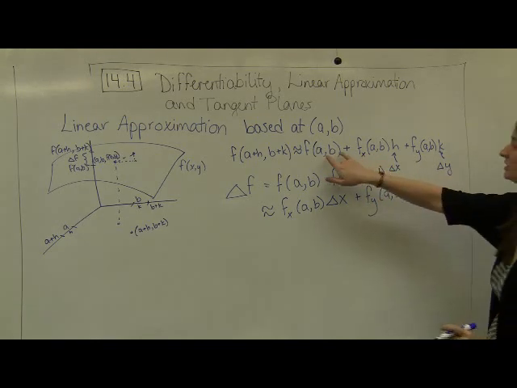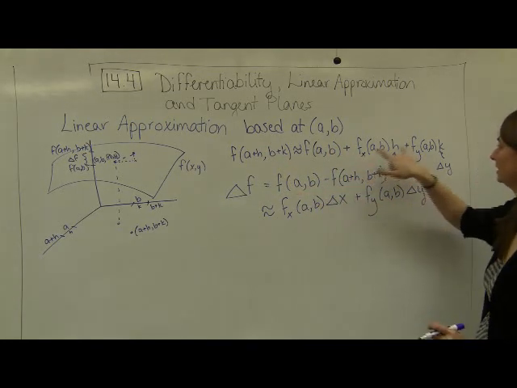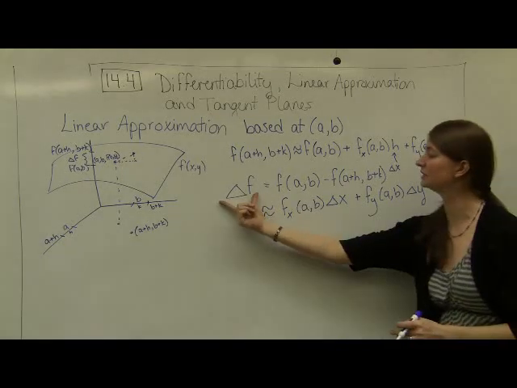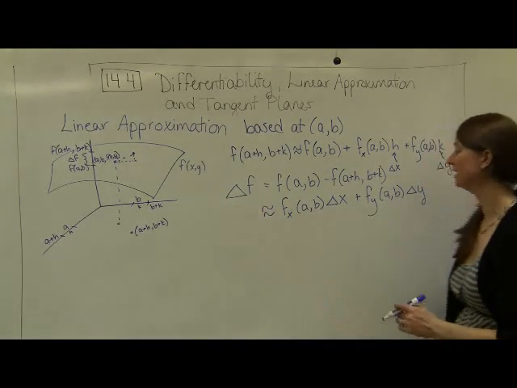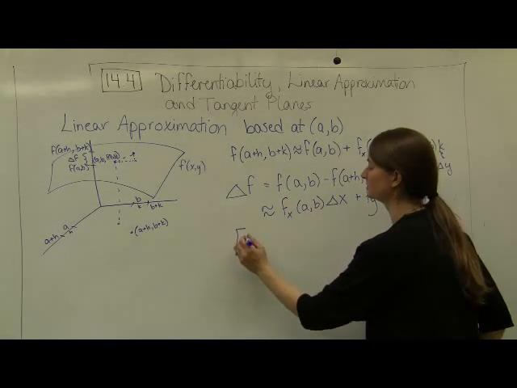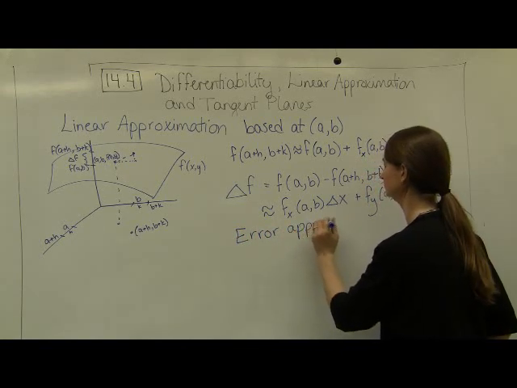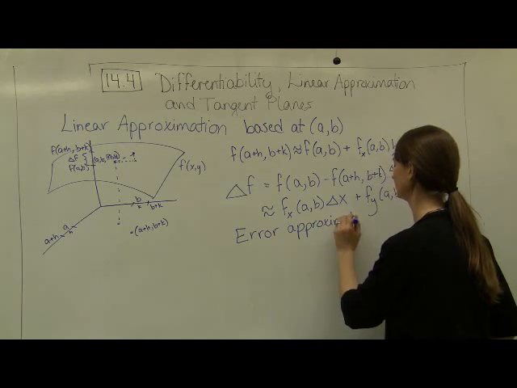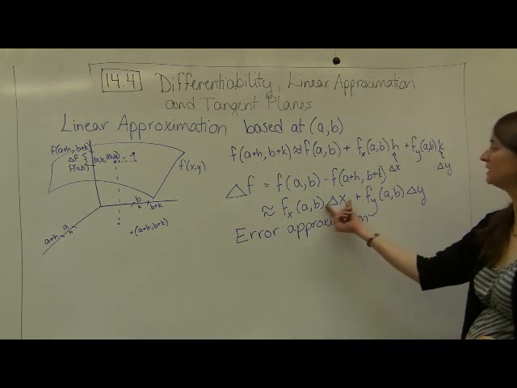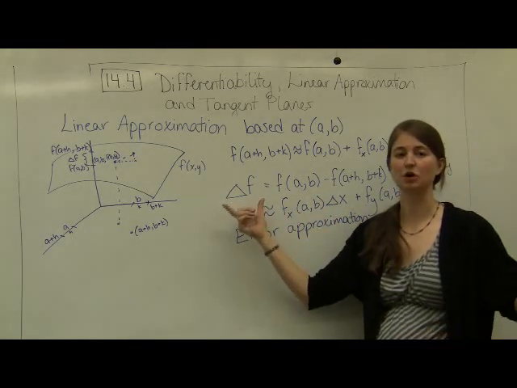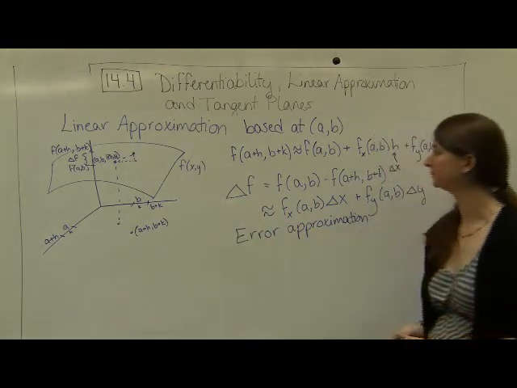And this is exactly just arithmetic, I can move these pieces around with algebra, but it's another way of conceptualizing my change in f, because this is sometimes referred to as my error approximation. Meaning that if I'm off a little bit in the x direction and a little bit in the y direction, how is that going to affect my total z values?